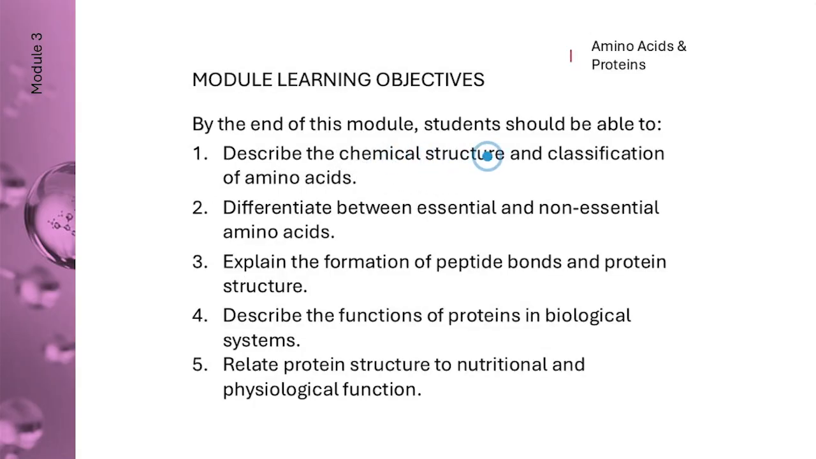So what are the learning objectives? The first learning objective is to understand the chemical structure of proteins, the chemical structure of amino acids, and the classification of amino acids. In understanding the chemical structure, we'll have to really understand the first 20 amino acids, right? And this is important. We're going to be going through the details of the first 20 amino acids because they form the building blocks of proteins.